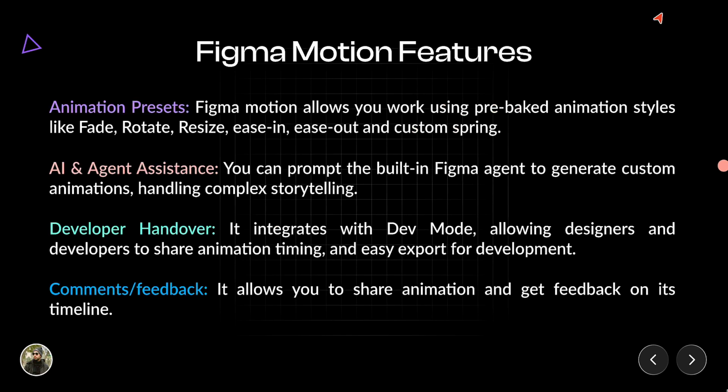Next we have animation presets, another feature of Figma Motion. Animation presets allow you to work using pre-baked animation styles like fade, rotate, resize, ease in, ease out, custom spring, etc. Next we have AI and agent assistance. You can prompt the built-in Figma agent to generate custom animations, handle complex storytelling and more.